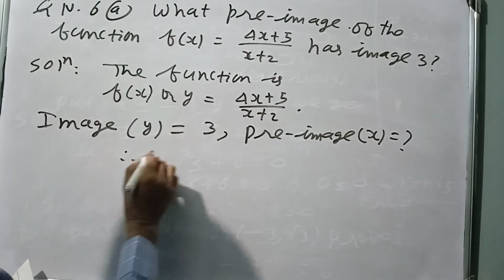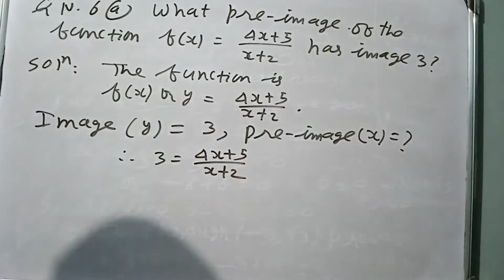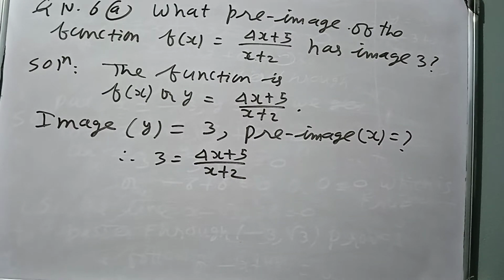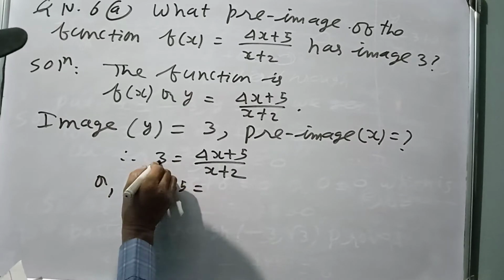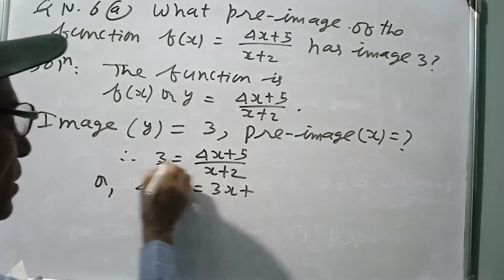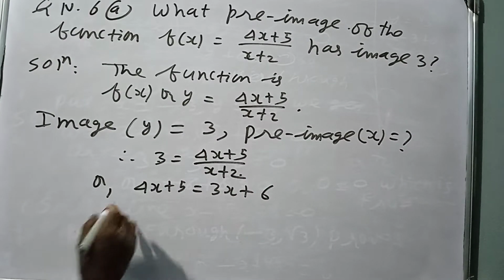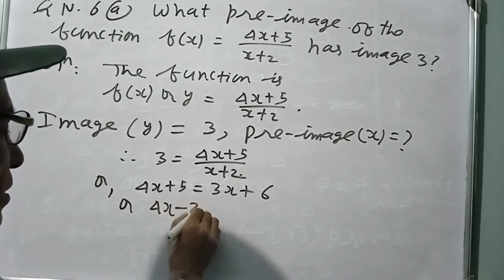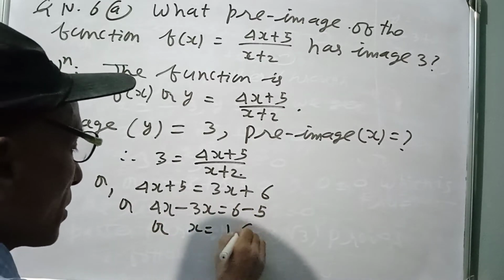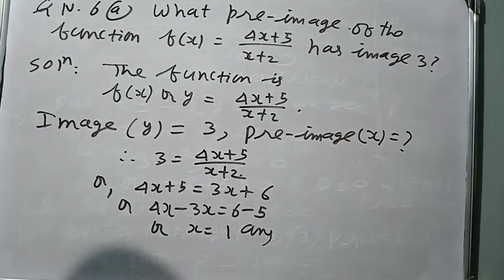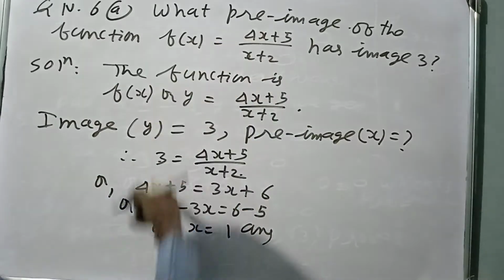Put y equal 3. Therefore 3 equal 4x plus 5 upon x plus 2. You have to find the value of x. To find x, cross multiply: 4x plus 5 equal 3 into x, 3x, 3 into 2, 6. So 4x plus 5 equal 3x plus 6, or 4x minus 3x equal 6 minus 5, or x equal 1, answer. The pre-image is x equal 1. Here, if the value of x is 1, does 3 come or not?